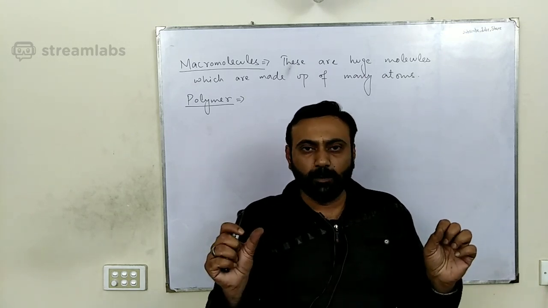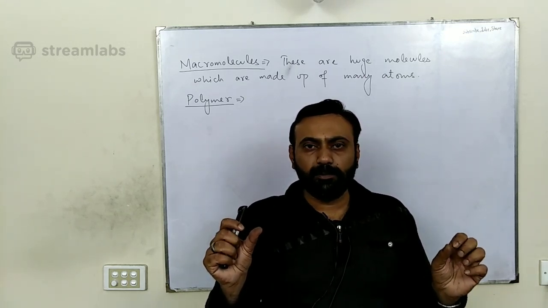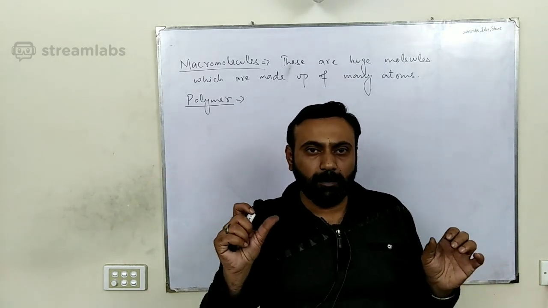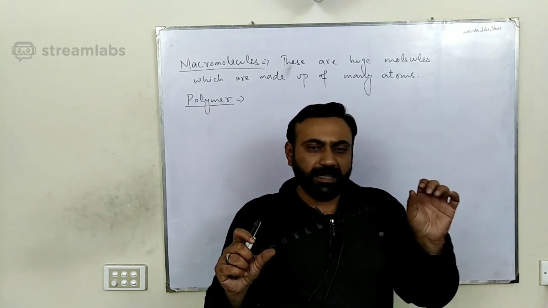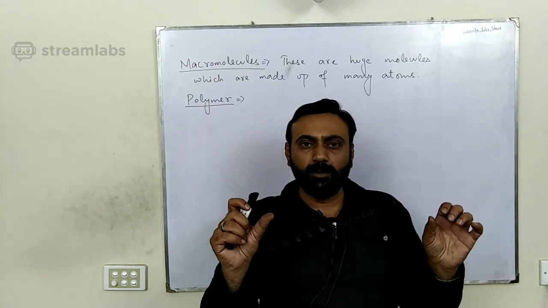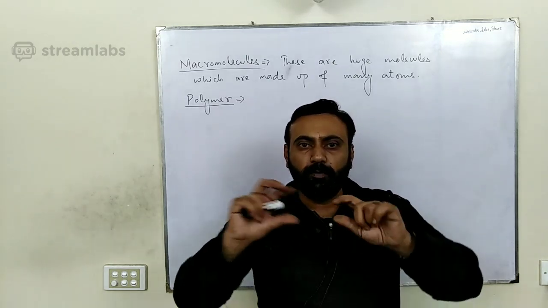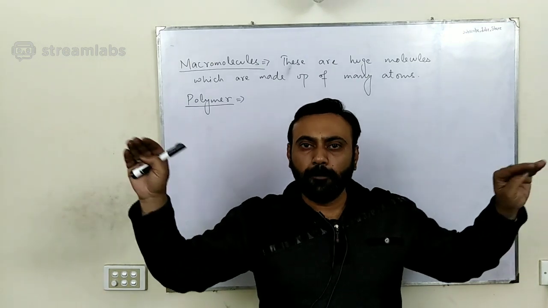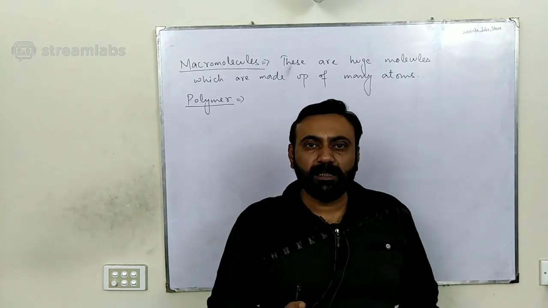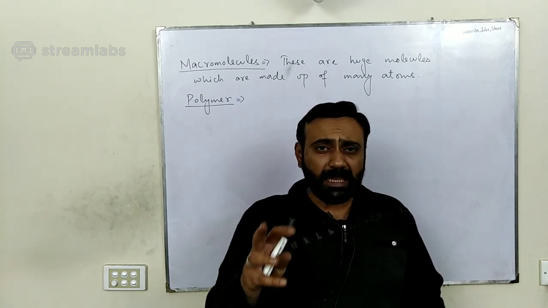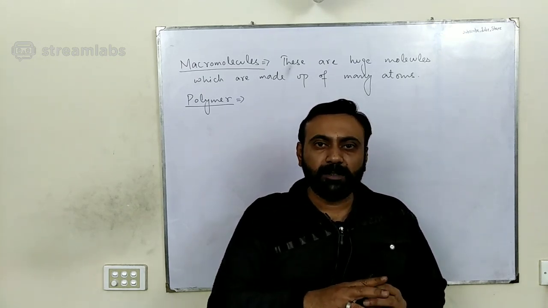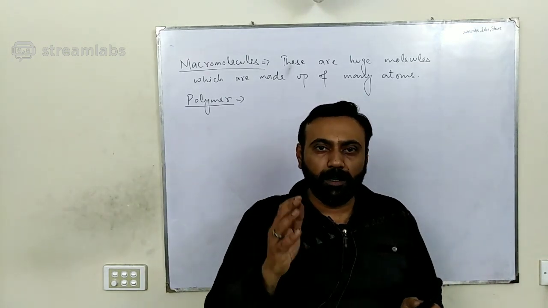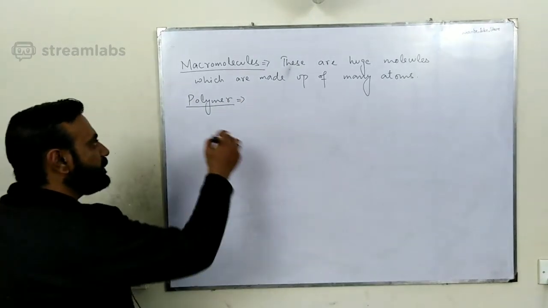If there are many small molecules, those small molecules may be of same type or different type. When we are talking about addition polymers, we are talking about same small molecules. See, if those same small molecules keep on linking up together to form a very long chain, that long chain formed by the linking of many small molecules is called a polymer. And those small molecules which linked up together to form a polymer are called monomers. So first note down these two definitions.